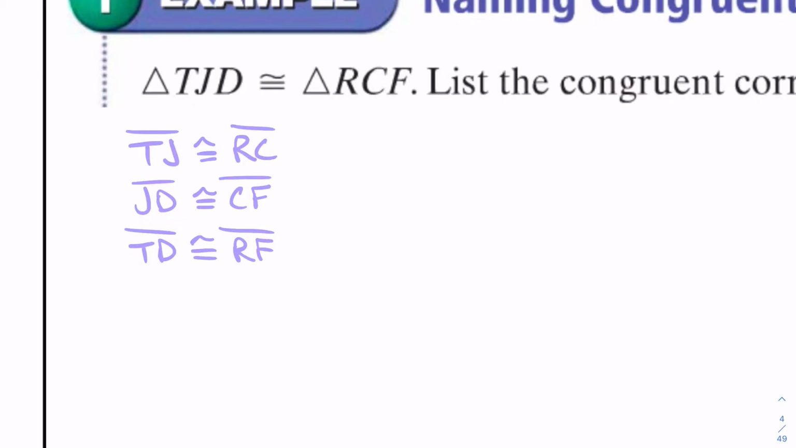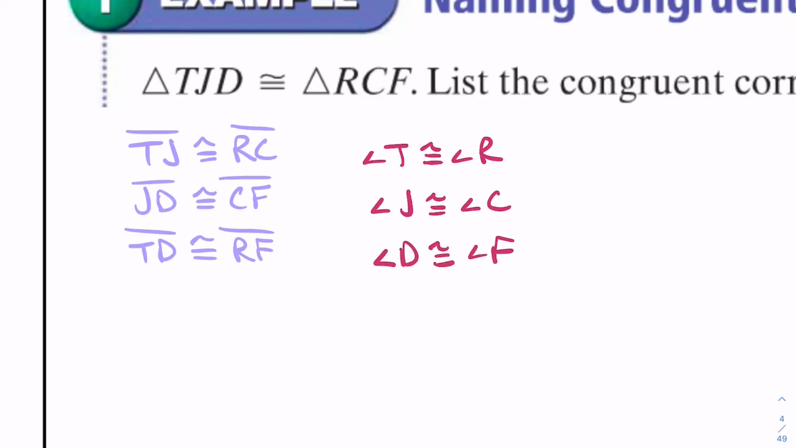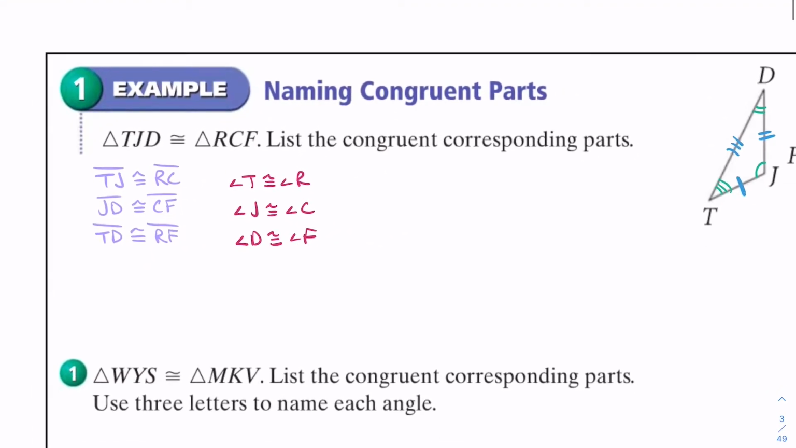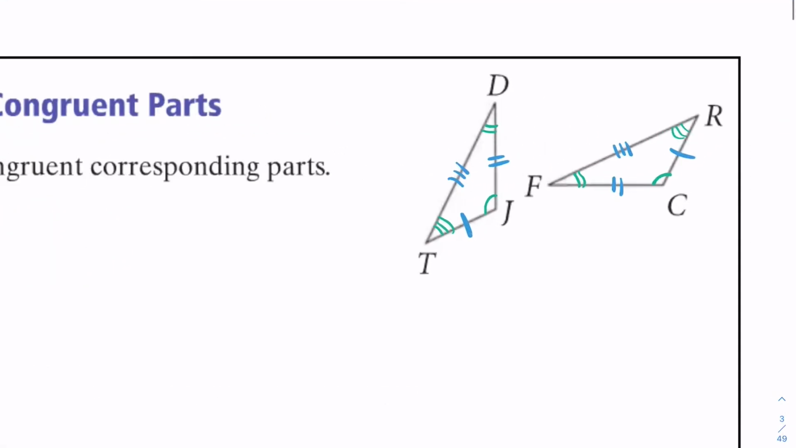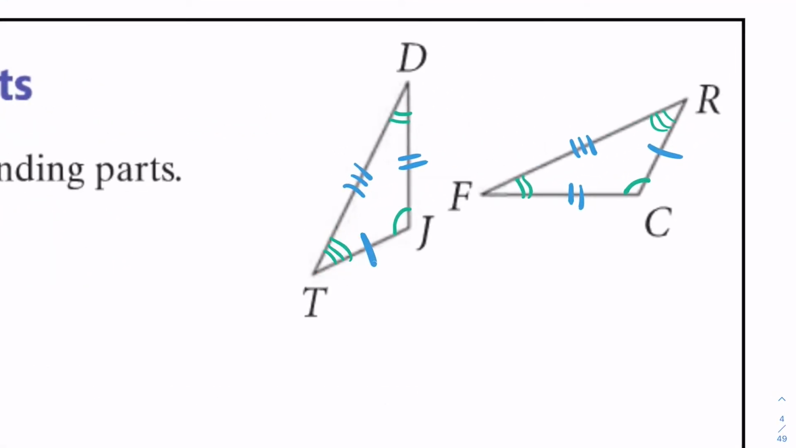I'm now going to do the same thing for the angles. So angle T is congruent to angle R. Angle J is congruent to angle C. And angle D is congruent to angle F. And there we go. Now we can see it up here, T and R. T has 3 tick marks and R also has 3. So we can pull it all from there.